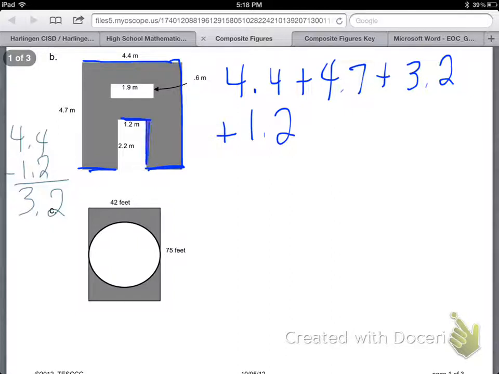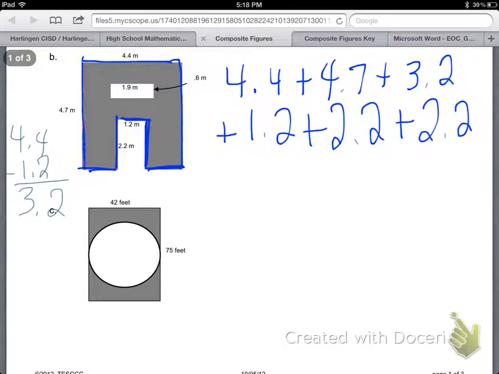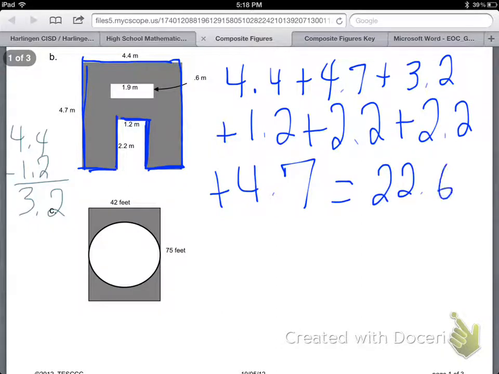Then right here would be 2.2, and this is 2.2. So there's two 2.2s. And then all the way back up, 4.7. Let's add that real quick. And it should give you 22.6. So the perimeter is 22.6 meters.